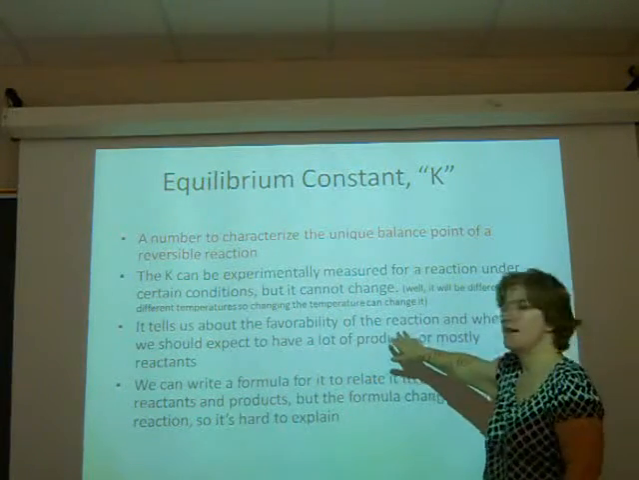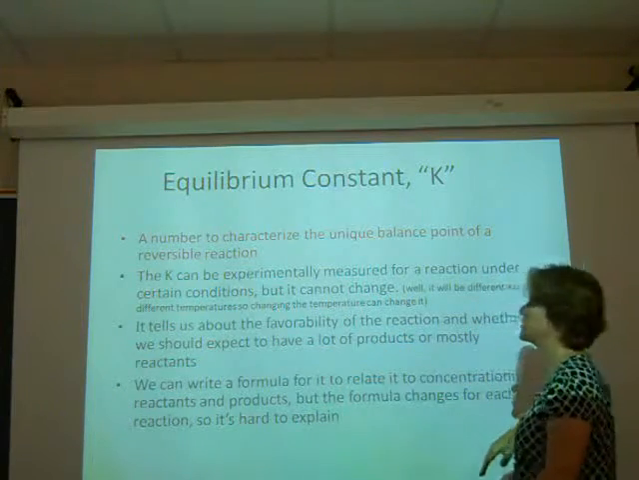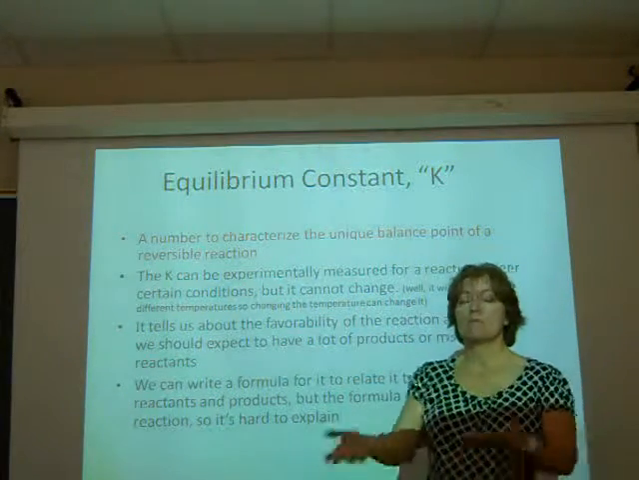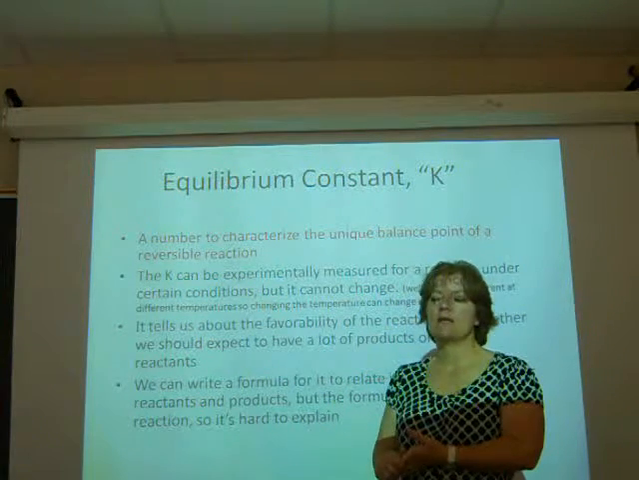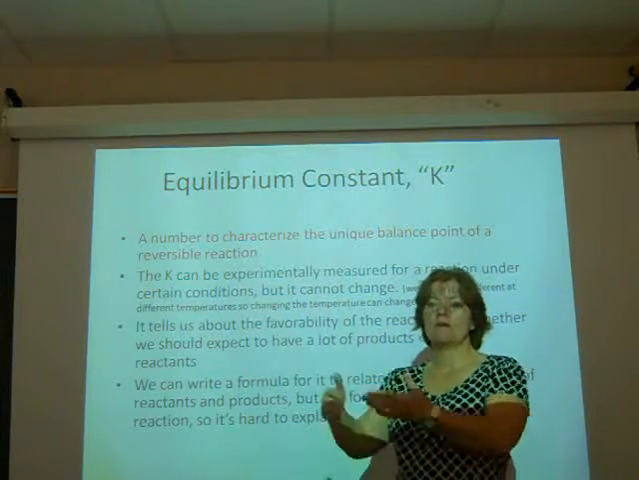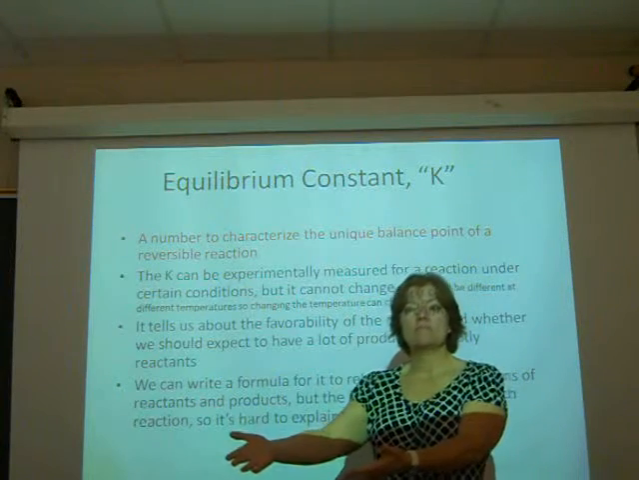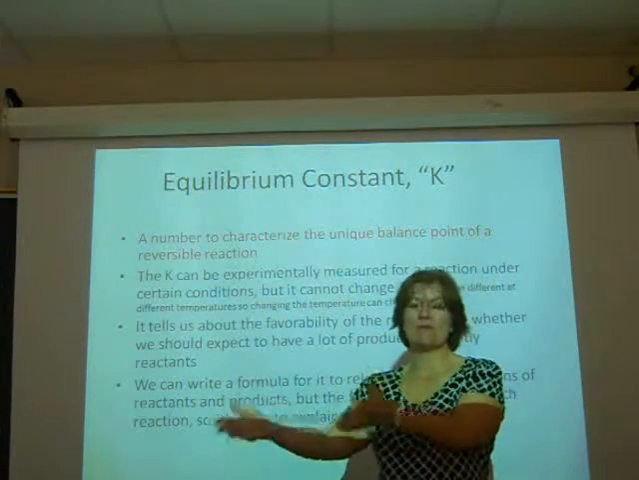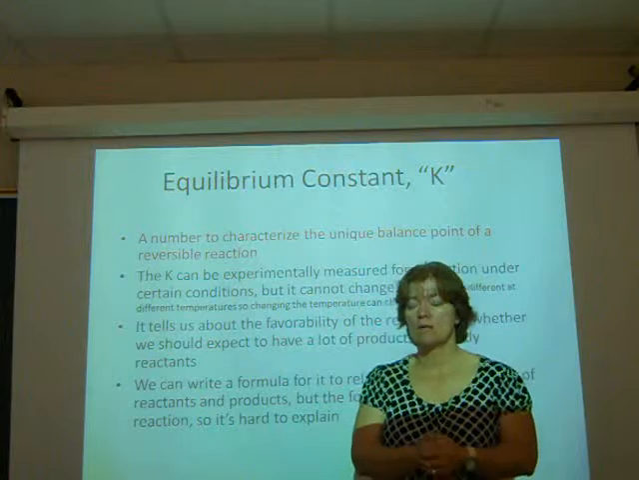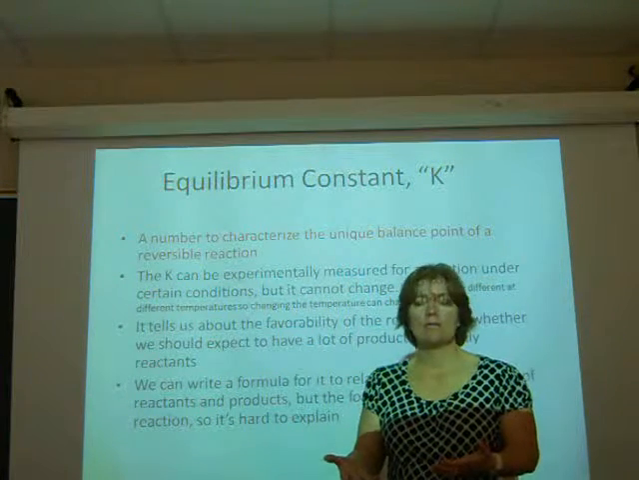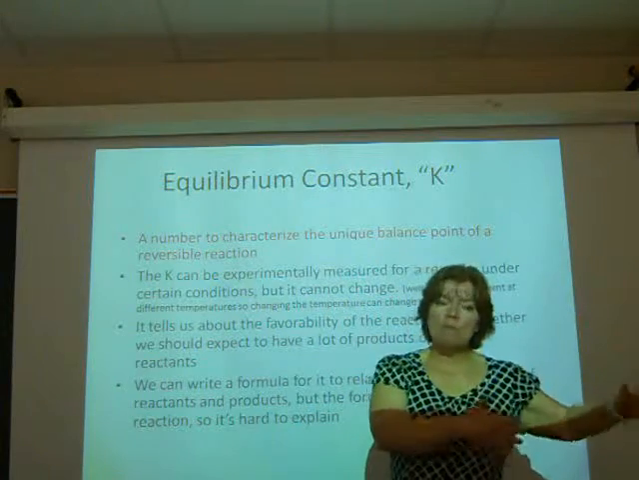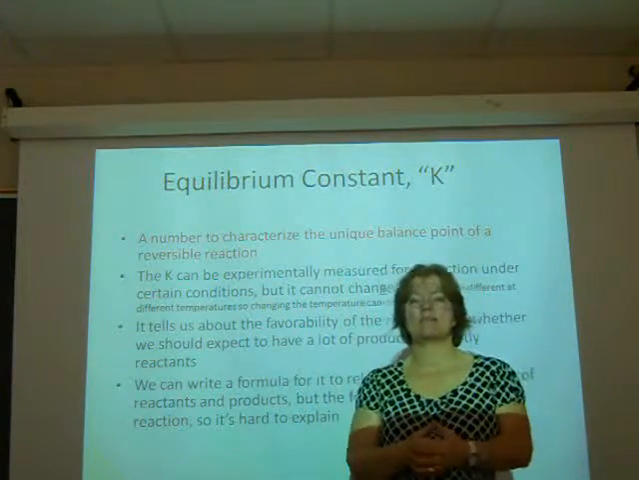And it tells us about the favorability of the reaction and whether we should expect to see mostly products or mostly reactants. In a reaction that reached equilibrium very early on, maybe I have mostly reactants and very little products. In a chemical reaction that reached equilibrium after a long time, maybe I have mostly products and just a tiny bit of reactants left unreacted.